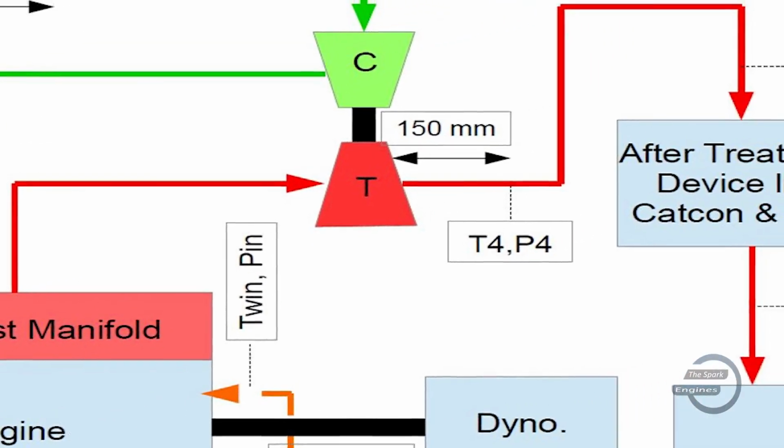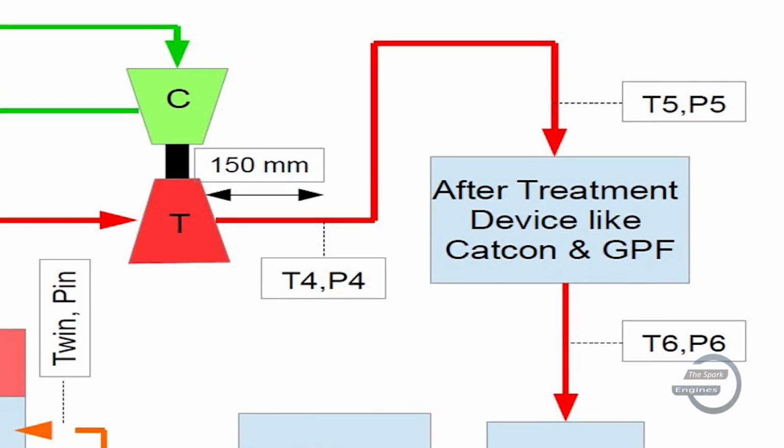After this, the exhaust gases reach the turbine housing of the turbocharger and rotate the turbine while losing pressure and temperature, because heat energy is getting converted into rotational energy. Hence, the temperature and pressure of the exhaust gas are reduced.